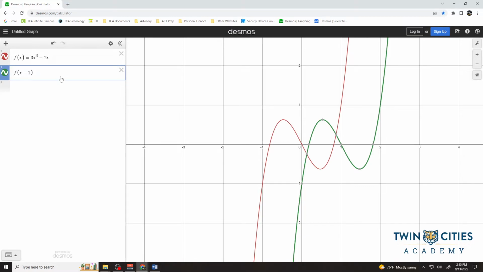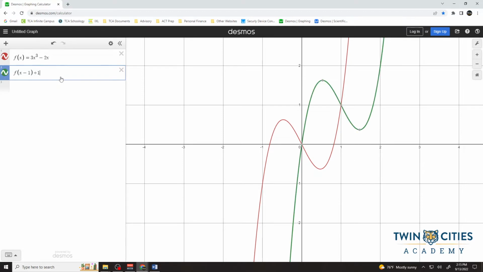And I can actually combine these, right? So if I go minus 1 on the inside and then plus 1 there as well, we're going to go to the right one, and then we're going to go up 1. So there's the new graph. There's where it was.